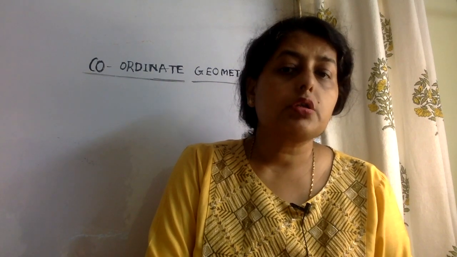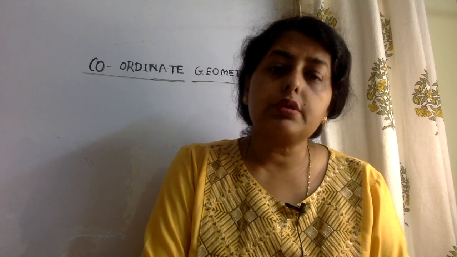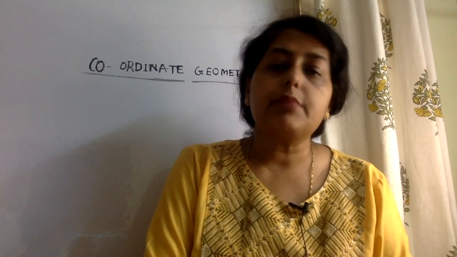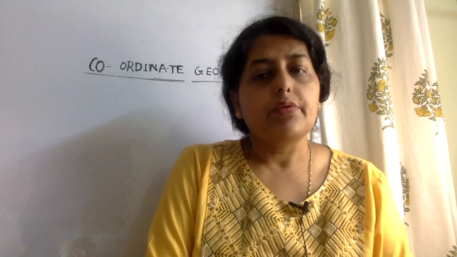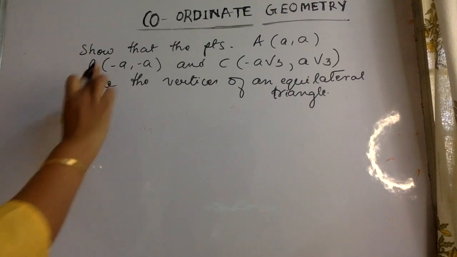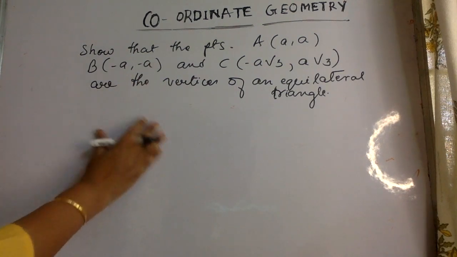I have a suggestion here. Please watch the video till the end, because you will note that every type of question that can be made from this chapter has been taken up in this video. So let's start. Here the first question says, show that the points A, B and C, these are the 3 points, are the vertices of an equilateral triangle.